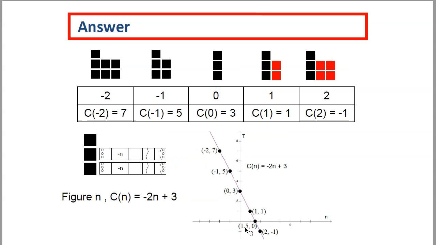So our answer is there's one possible set of figures, there's the corresponding figure n, and there is the graph of C of n.